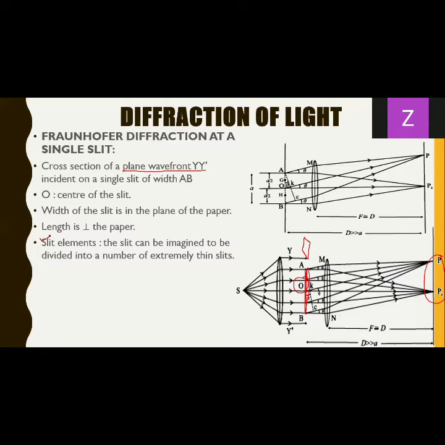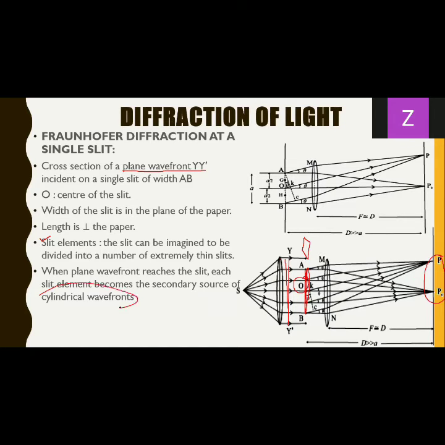So what happens in case of this diffraction? Let's assume this YY dash is the plane wavefront. Whenever this plane wavefront reaches this AB, each and every slit element becomes a secondary source of light, giving us secondary wavefronts. Keep in mind that these are cylindrical wavefronts. Earlier this was a plane wavefront, and now this plane wavefront is incident on this particular slit. So what happens? Huygens' theory: every point on that slit starts acting as another secondary source of light, which gives out secondary wavefronts, which are cylindrical wavefronts. And these wavefronts are responsible for causing the diffraction in all the different directions.